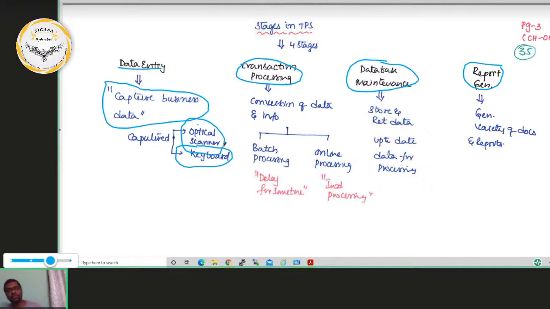They take a product and scan the barcode using that optical scanner, and all the details of the product will be captured on the monitor. So this is called data entry. What do you mean by data entry? Data entry is nothing but capturing of business data.